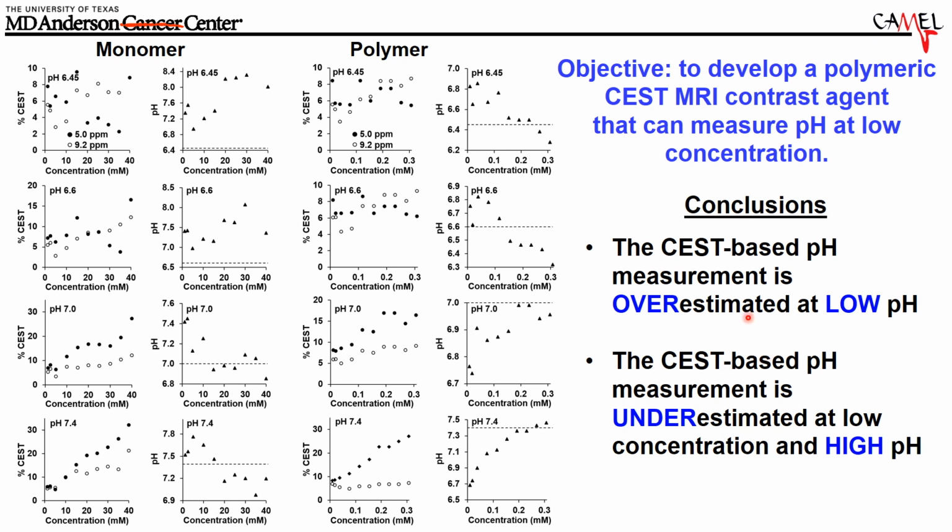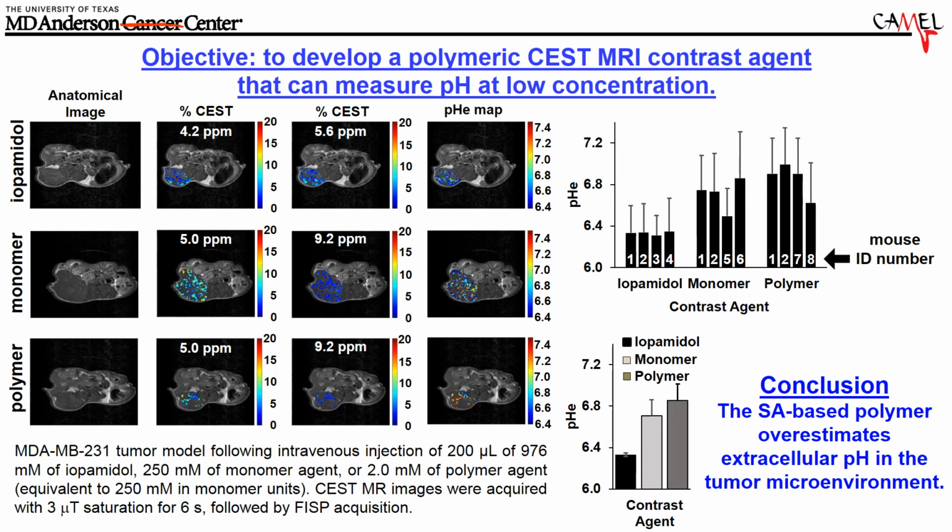And so in general, the CEST-based pH measurement is overestimated at low pH and underestimated at high pH for the monomer and the polymer. And unfortunately, this was a detriment to an in vivo study with an MDA-MB-231 tumor model, where we injected iopamidol, which is an agent often used for acidoCEST MRI to measure tumor pH and is fairly well validated. And we also then injected our monomer and polymer into the same mouse and also into different mice.